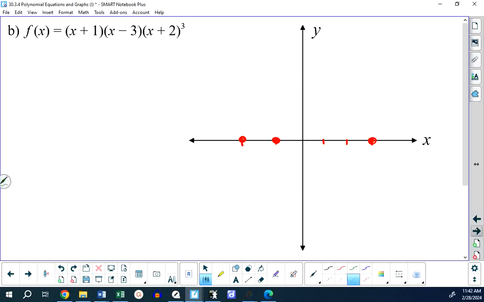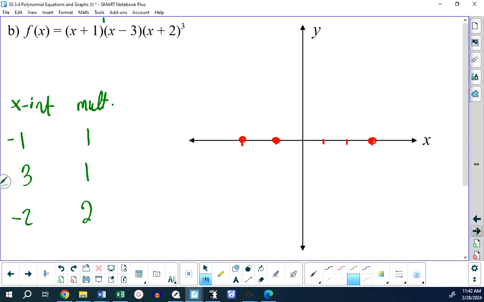The x plus 1 tells us we have an x-intercept of -1. The fact that it's to an exponent of 1 means the multiplicity is 1. The x minus 3 is an x-intercept of 3 with a multiplicity of 1. The x plus 2 gives us that for an x-intercept, -2 with a multiplicity of 2.